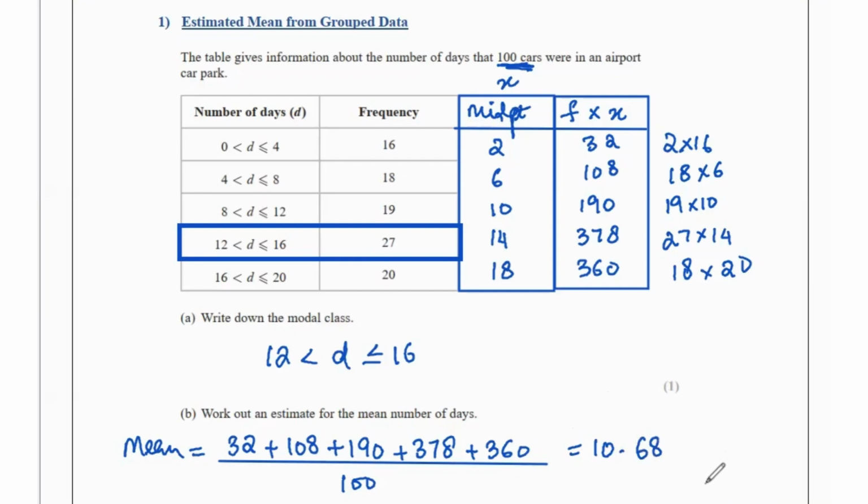Now, the reason why it's called the estimated mean or an estimate for the mean is because they didn't give us the exact number of days. They gave us a range of values for the number of days. So since we don't have an exact value, how can the mean be exact as well? This is exactly why it's called an estimate of the mean.